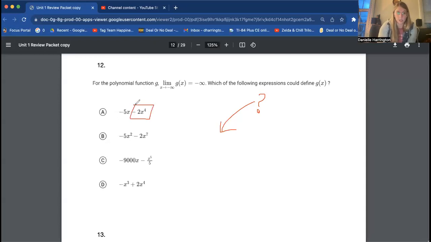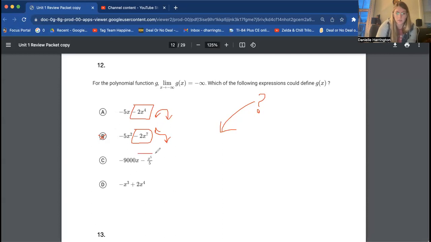Always focus on the leading term. My leading term here is a negative even function. So I know that negative evens both point down. It could be that, but hey, we're going to look at every single one. My leading term here is a negative odd power. So I know it'll be something like that. That's not what I want.